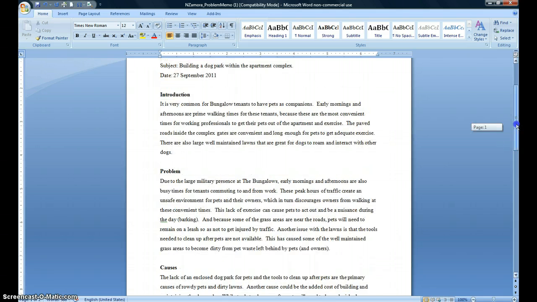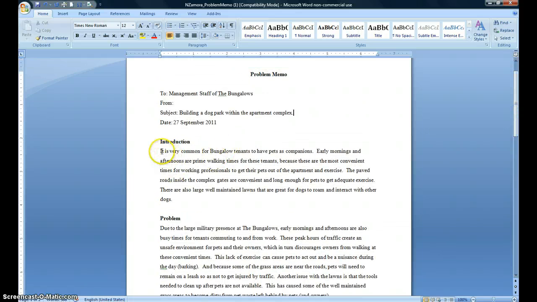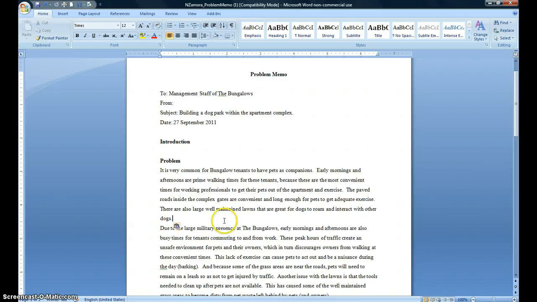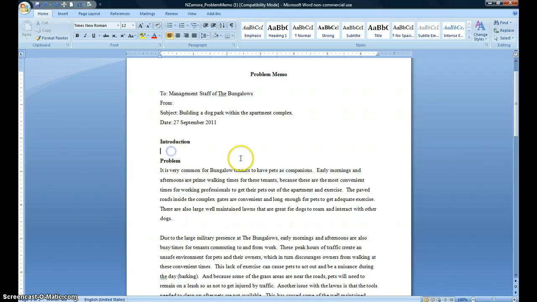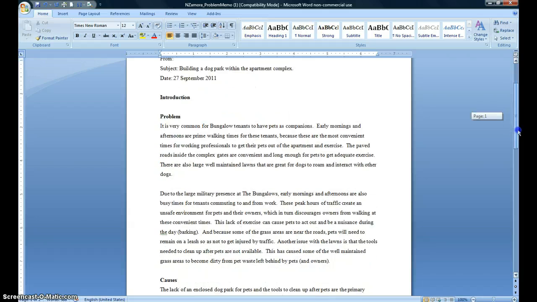Now, this is supposed to be the introduction, but what you will notice is this is actually the A side to the problem statement. So this student needs to go back and write a real introduction. When I say a real introduction, an introduction is a more general picture of what the whole memo is about, or the whole document is about. So this needs to be moved and be the first part of the problem section, and then she needs to write a real introduction.